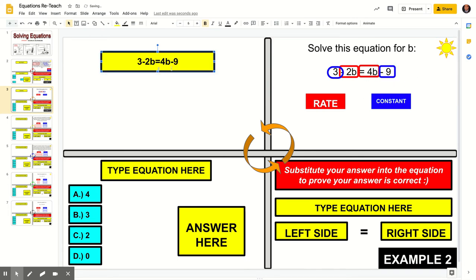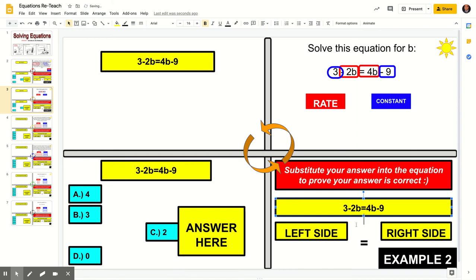So now I'm going to copy that over here. I'm going to guess the answer is C again. I'm going to plug it in over here to see if I was correct. So instead of B, I'm going to plug in 2. Now when I do that, on the left side, I'll get negative 1. On the right side, I'll get negative 1. So example 2 works as well. That is all that we have for today.